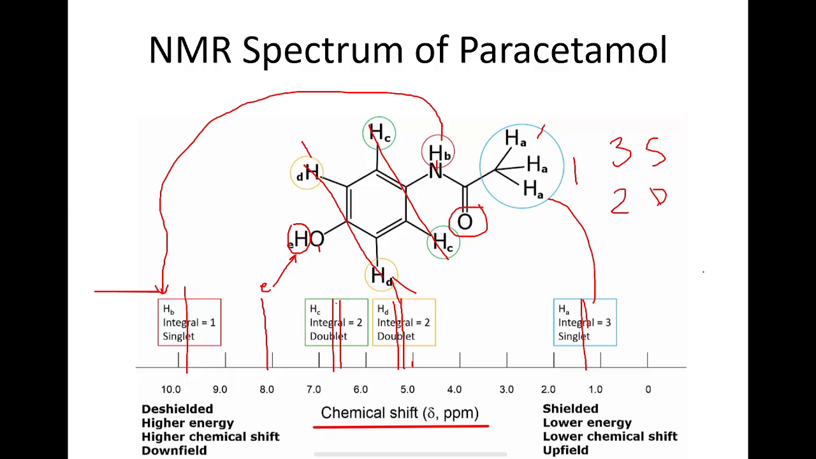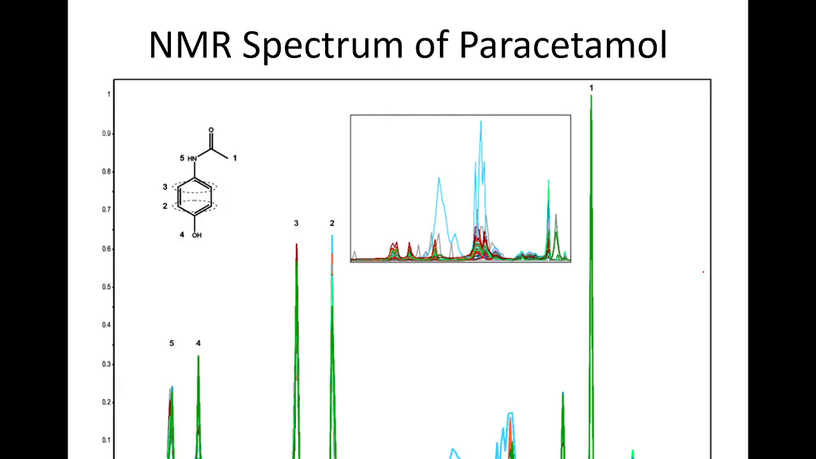That's all you have to say, and you get your marks. So that was 2 marks in the final exam. And a lot of people got it wrong, and I don't know why. So by looking at it, this is the actual proton NMR spectrum of paracetamol.